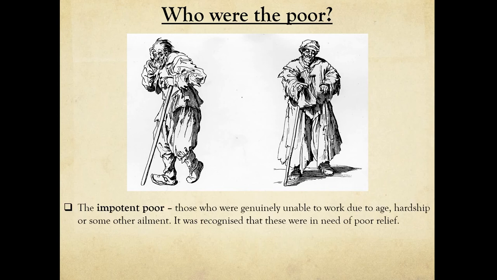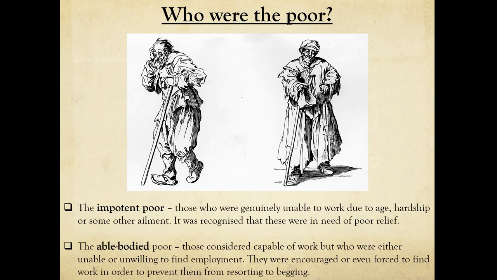So there was the impotent poor. These people were genuinely unable to work due to age, hardship, some other ailment. It was recognised that these were in need of poor relief, so that these were in need of help. And the able-bodied poor. So these are people that are considered capable of work, but were either unable or unwilling to find employment. They're encouraged or even forced to find work to prevent them from resorting to begging, which was actually illegal as well. So the impotent poor, people that couldn't work, the able-bodied poor, people that could work or were forced to work. But of course, employment wasn't very good during this time, so it was very difficult for these people to actually find work. So if you could copy this down into your books as well, please.